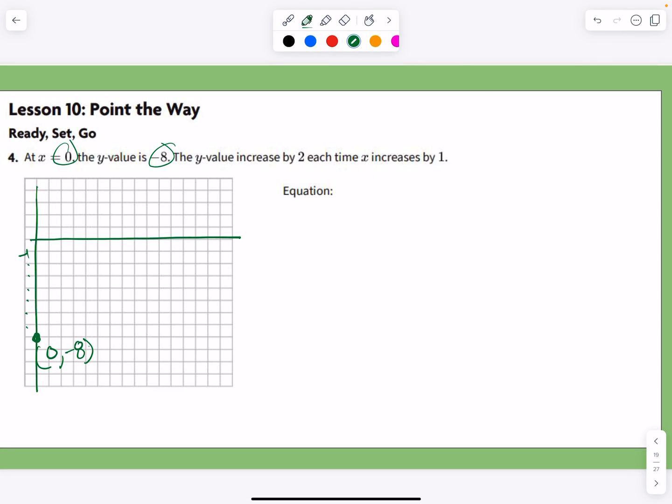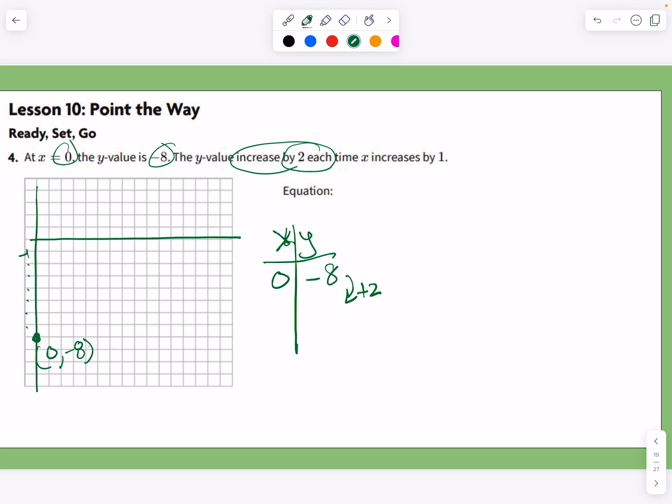If you wanted to draw a little x and y table, you can. So 0, negative 8. What's happening? We're going to increase by 2 each time. Now it doesn't say it's multiplying, we're just adding 2 there. So at 1, we're going to be at negative 6. At 2, we'll be at negative 4. So we're going to have 1 is at negative 6, 2 is at negative 4, and so on. So we can see this one's much more linear.